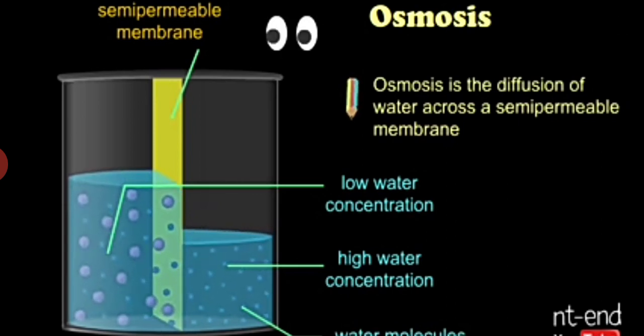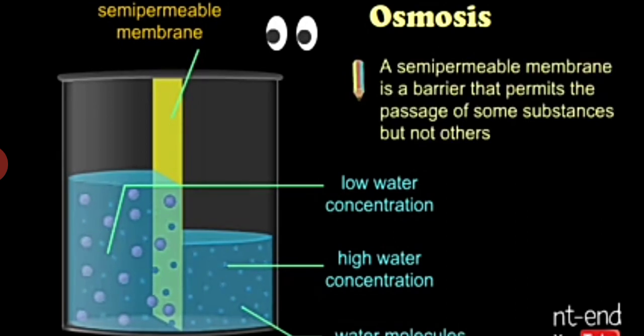You can see how the changes occur: the concentration of water on the right side is slowly decreasing, and the concentration of water on the left side is increasing simultaneously. A semi-permeable membrane is a barrier that permits the passage of some substances but not others. That means it stops the transmission of solute particles from the left end to the right end, whereas it allows the transportation of water from the right end to the left end.